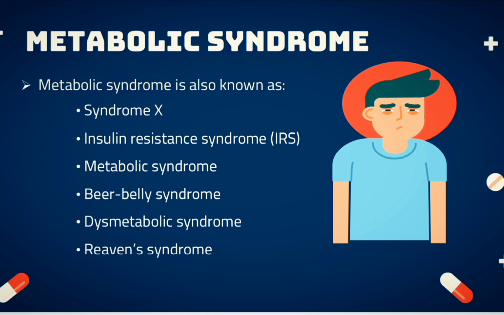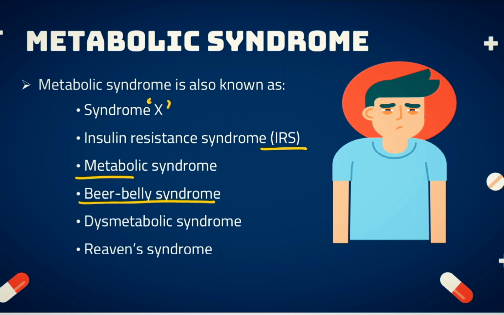There are some other names for metabolic syndrome. It is also known as syndrome X, insulin resistance syndrome, beer belly syndrome, dysmetabolic syndrome, and as well as it is known as Reaven syndrome.